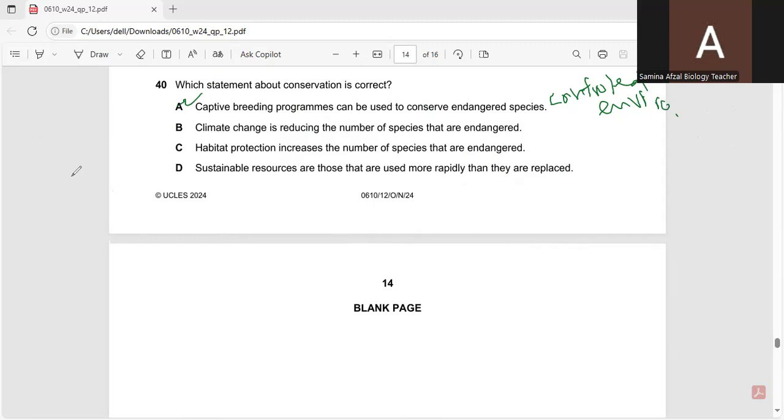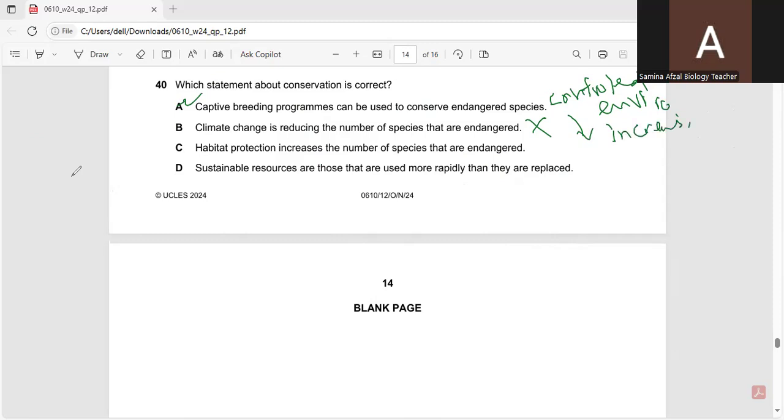Climate change is reducing the number of species that are in general. Climate will not affect in this way. Climate change is a major driver of species endangerment and extinction. So rising temperature, sea level rise, extreme weather events, and habitat alteration due to climate change are increasing the number of endangered species, not reducing it. It is increasing.